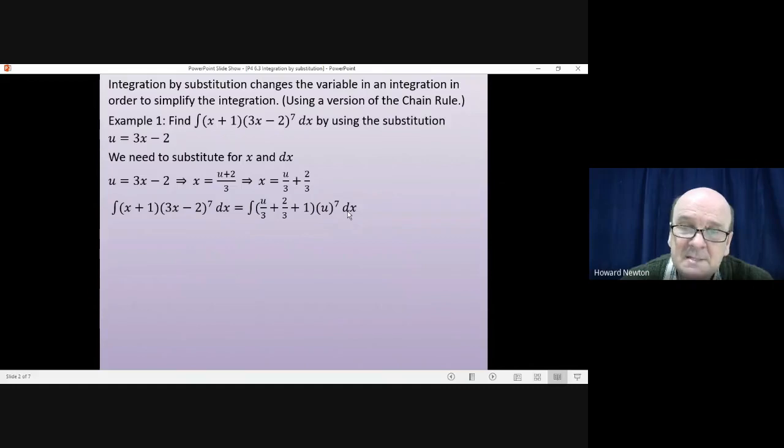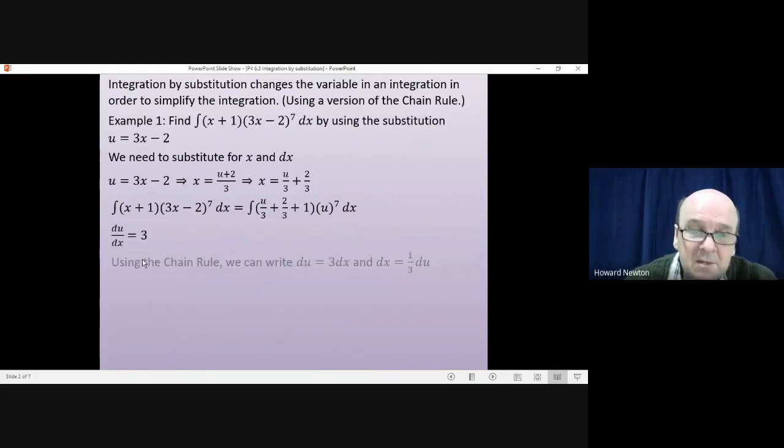Now we've still got the dx. That also needs to change. And the way we change that is by going back to the original substitution and differentiating it. So we find du by dx, and that just equals 3. And then using the chain rule, we're allowed to rewrite that as du equals 3dx, or rewriting that as dx is equal to 1/3 du. And that is what we substitute in here. So instead of writing dx, we get 1/3 du.